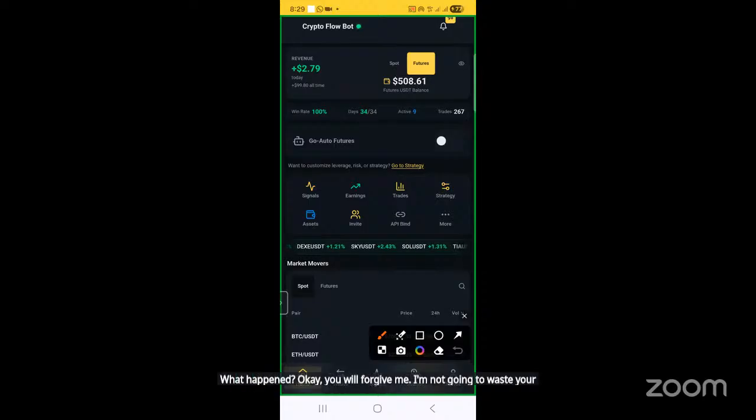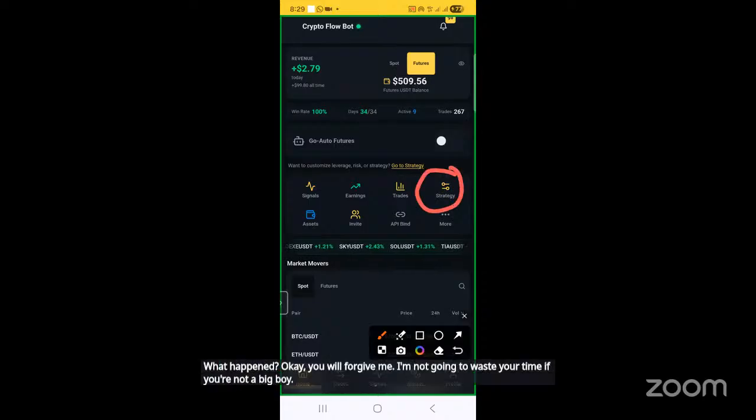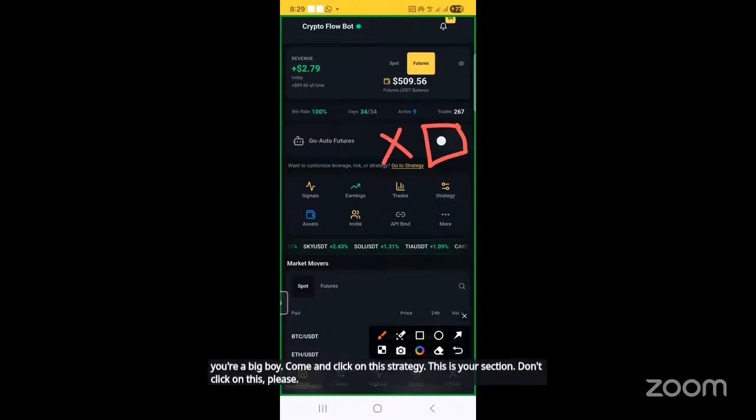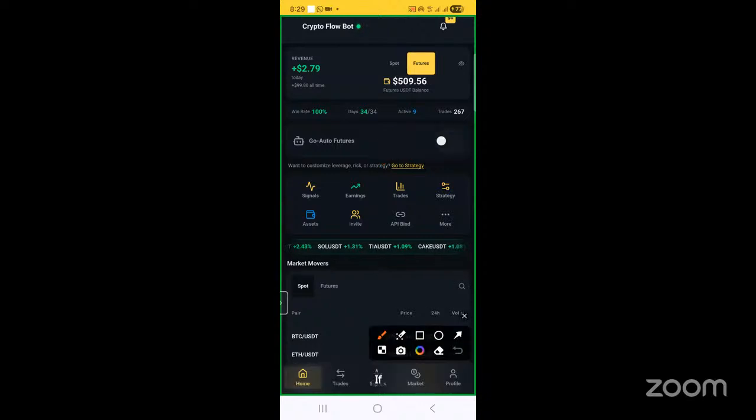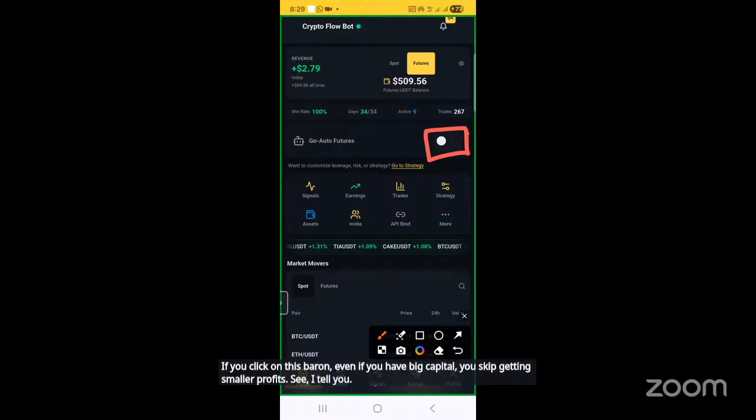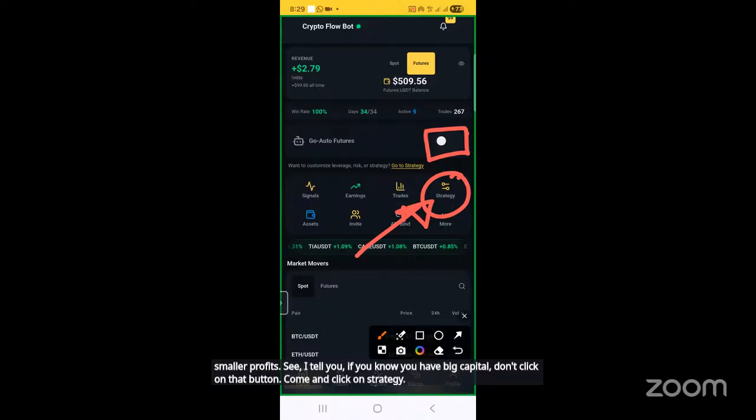If you know you are a big boy, come and click on this strategy. This is your section. Don't click on this, please. Leave this button alone. It is for people with small capital. The risk management is very tight. If you click on this button, even if you have big capital, you keep getting smaller profits. So if you have big capital, don't click on that button. Come and click on strategy. That is where we want to go.